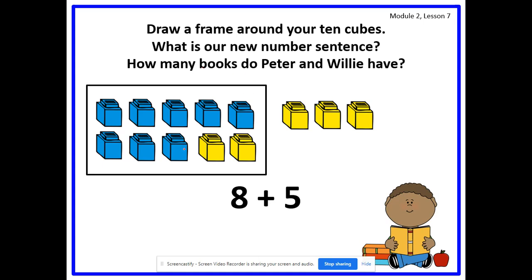This is my 10 frame. Remember that only 10 things fit in a 10 frame. So here we have 8 and 2. So how many books do Peter and Willie have? Well, that's key point number 4, where we find a solution. So we have 10 here. So count on with me from 10 so that we don't have to count every single one by one. Let's count on. Start with 10. Get ready. 10, 11, 12, 13. So 8 plus 5 equals 13.